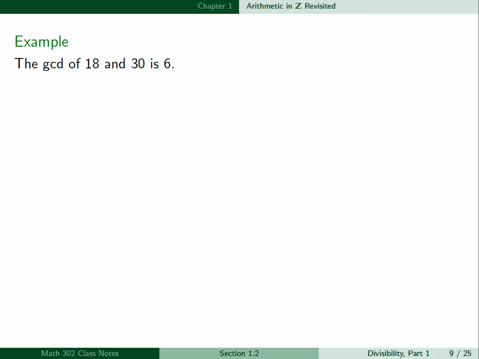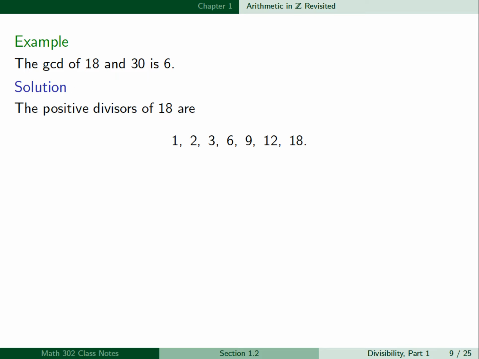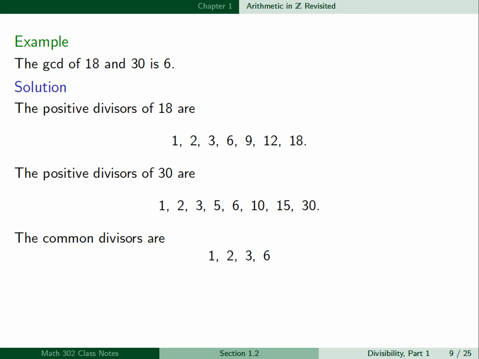For an example, we want to show that the GCD of 18 and 30 is 6. So we'll look at the positive divisors of each of these integers, 18 and 30. So the positive divisors of 18 are 1, 2, 3, 6, 9, 12, and 18. The positive divisors of 30 are 1, 2, 3, 5, 6, 10, 15, and 30. So then the common divisors of both 18 and 30 are 1, 2, 3, and 6. And the greatest common divisor is obviously 6. So the greatest common divisor of 18 and 30 is equal to 6.